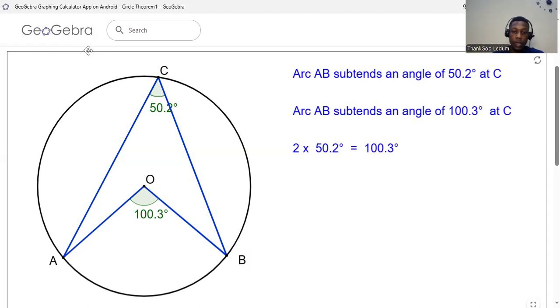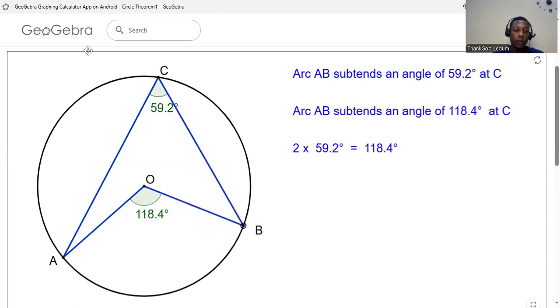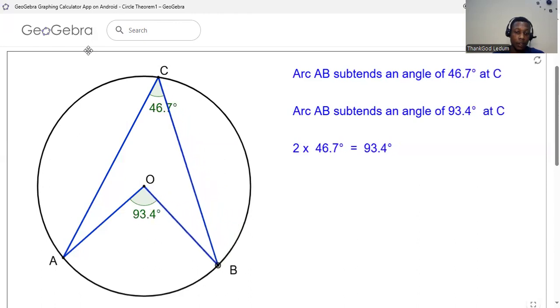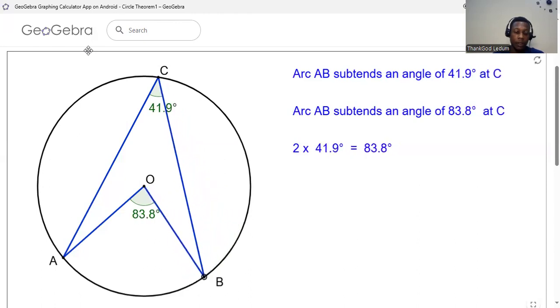If you look at these workings here, you see that we have 2 times 50, 2 times 50 degrees will give us 100 degrees. If I increase this angle, you see that it will still give us 2 times the angle at the circumference at the center, right? As you can see, the angle at the center is still twice that in the circumference. Okay, so now let's do some workings so you can see and know how this works.